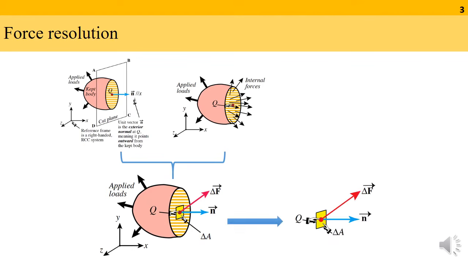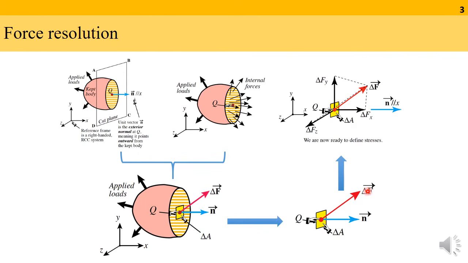Now, we will focus our attention completely on this point Q. Area is delta A, force is delta F. It is at some angle with respect to the outward normal n, and keep in mind that the outward normal n is parallel to the x-axis. Now, we have decomposed the force delta F into the three components: delta Fx, which is the component of the force delta F in the x-axis, and similarly we have delta Fy and delta Fz.